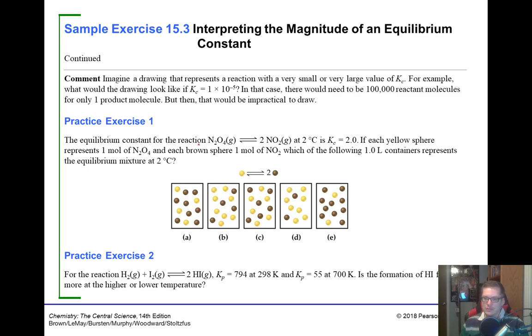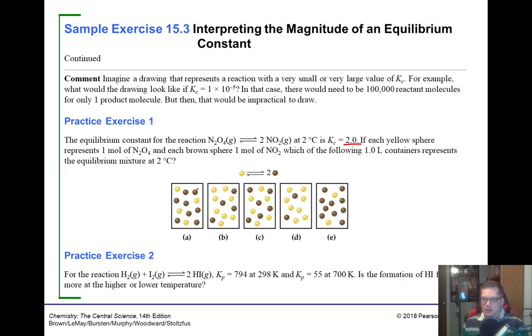The equilibrium constant for the reaction N2O4 in equilibrium with 2NO2, which we're used to, at 2 degrees Celsius, Kc is equal to 2.0. If each yellow sphere represents 1 mole and each brown sphere represents 1 mole, which of the following 1 liter containers represents the equilibrium mixture at 2 degrees Celsius?